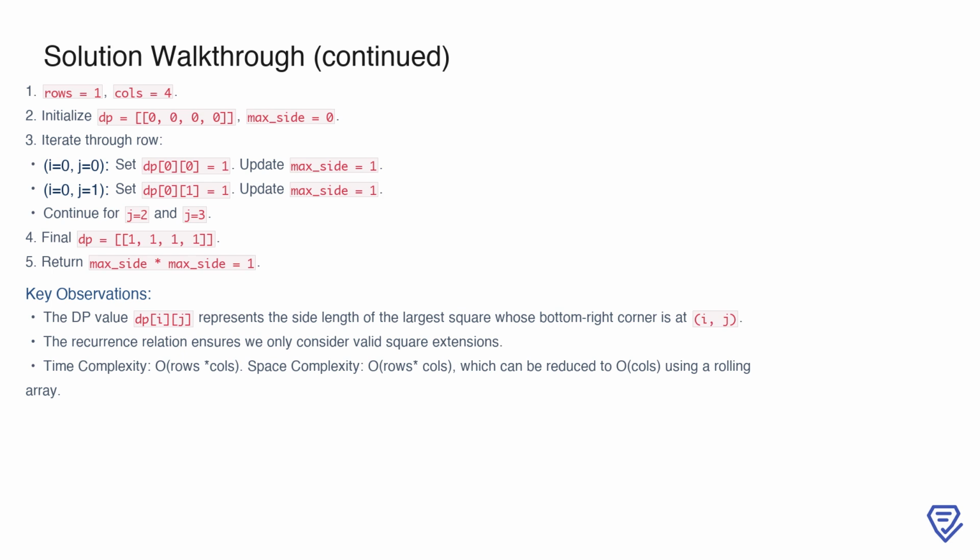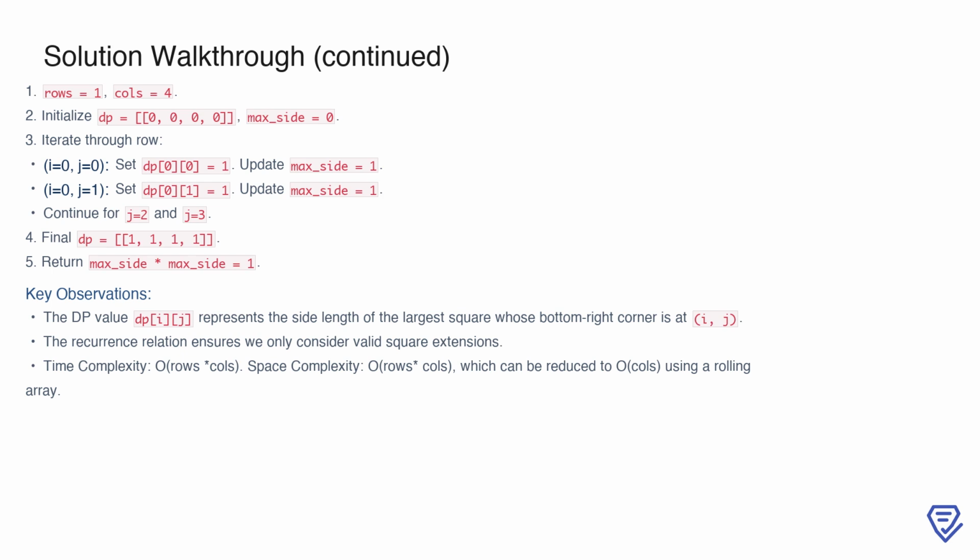In the single-row example, we initialized the dp table as a single row with all zeros and set max_side to 0. As we processed each column, we updated the dp values based on whether the matrix had a 1 in that position. For i equals 0, j equals 0, dp[0][0] became 1, and max_side was updated to 1. Similarly, for i equals 0, j equals 1, dp[0][1] was set to 1, and max_side stayed 1. This pattern continued for the rest of the row, resulting in a dp table filled with 1s. The largest square has an area of 1.